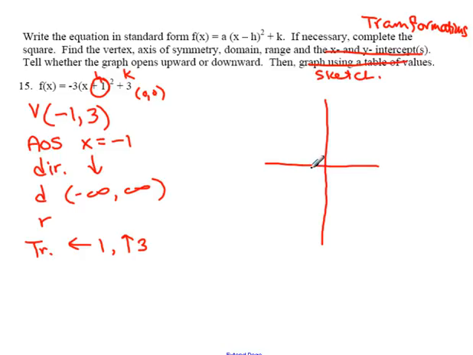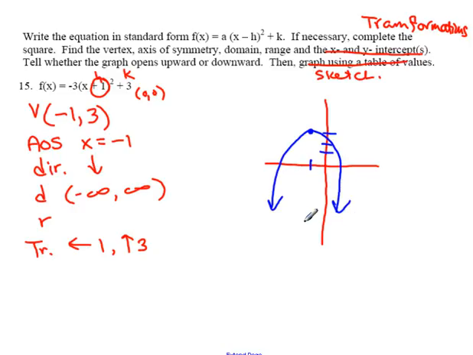Okay, so first plot the vertex, so negative 1, 3. And since we're just going to sketch, we know that it's a parabola facing downward, so from here we're just going to draw a curve facing downward.